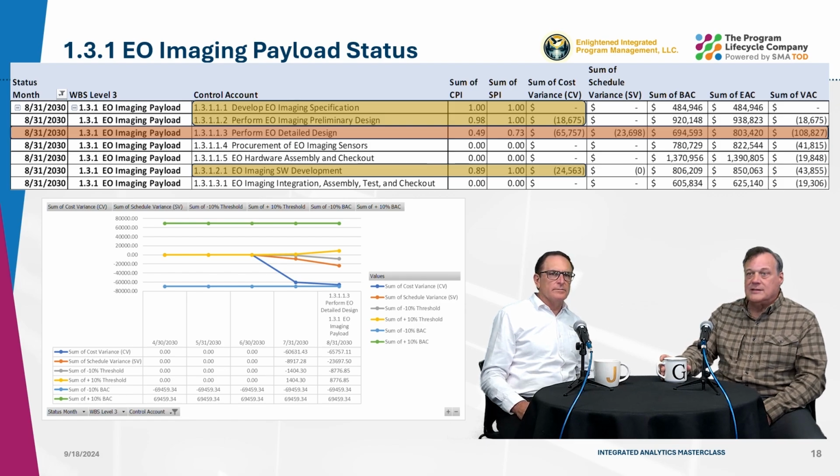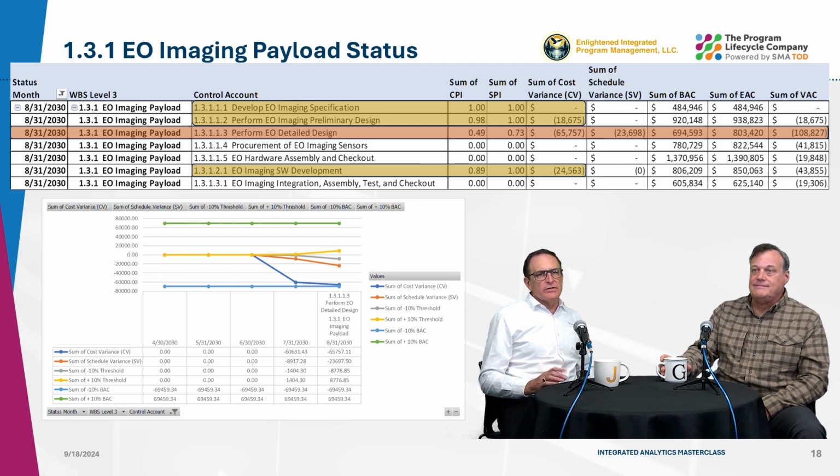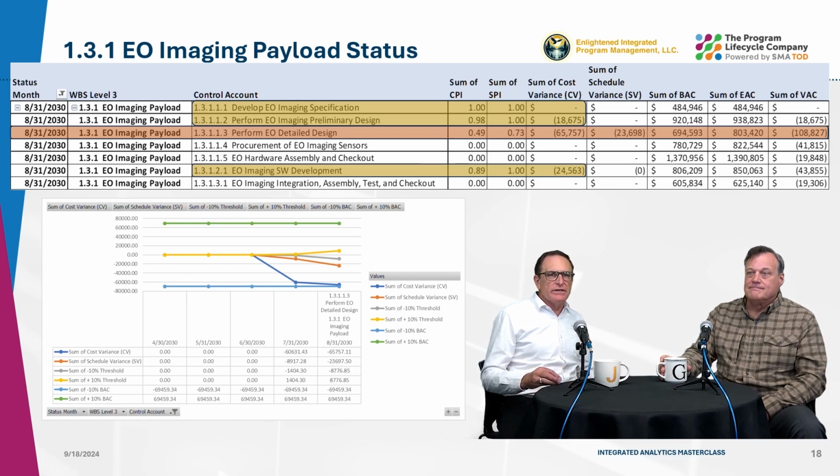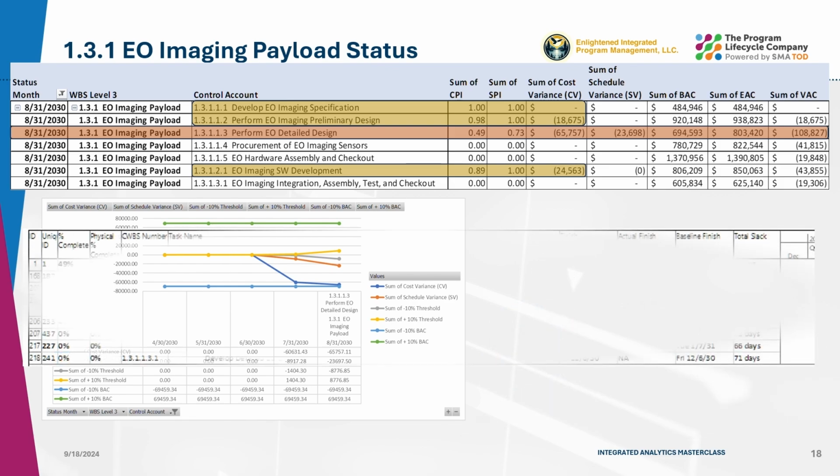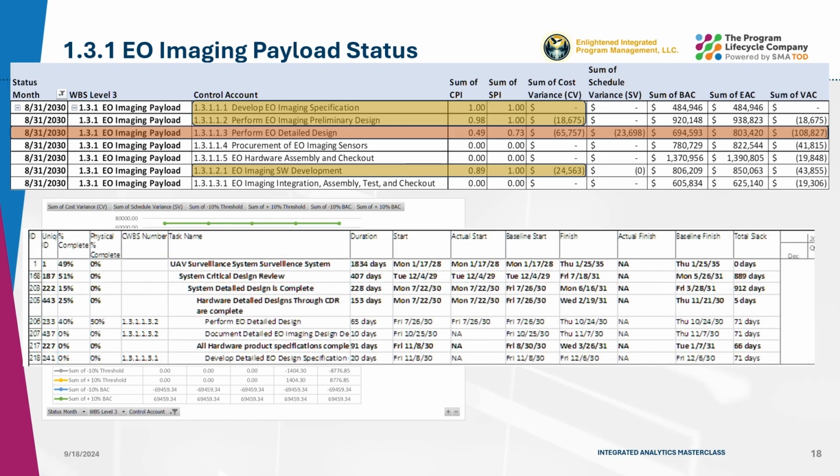at complete. To get more insights, we should look at the lower level details in the schedule and respective work packages to determine what's driving the slip. Exactly. Let us look at the schedule now. There are 3 tasks in the schedule for this control account. The control account is underperforming and overspending, but the schedule still shows that the task will be completed on time.